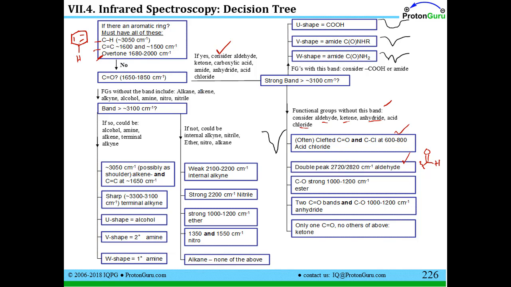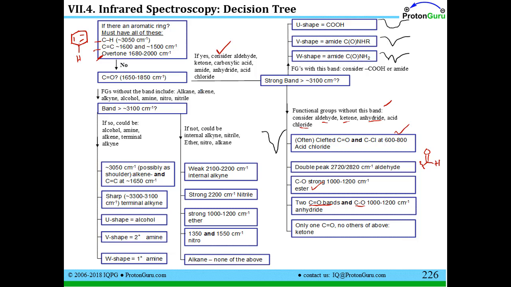What if you don't have the CH stretch, but perhaps you have a strong CO stretch for a CO single bond? That would correspond to an ester, perhaps. And what about the anhydride? Well, the anhydride has two double bond O's, so perhaps not surprisingly, you will often see two CO bands. And of course, you have the CO stretch at around 1000 to 1200 as well for the singly bound O that sits between the two carbonyls in an anhydride.